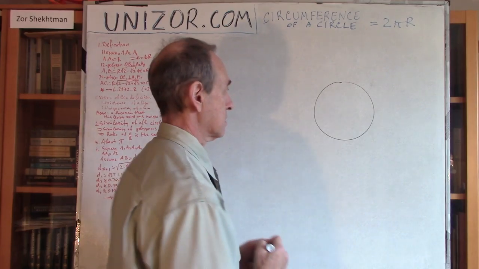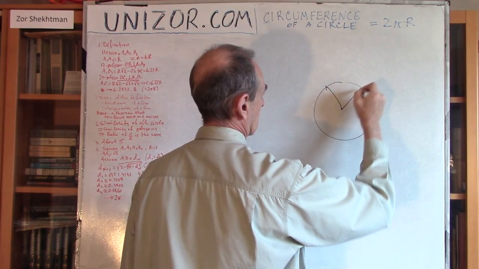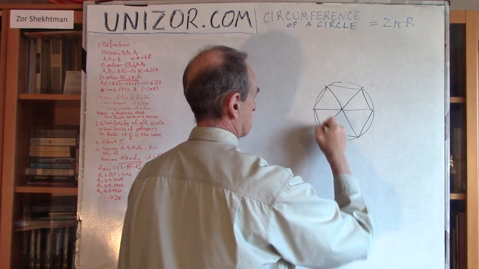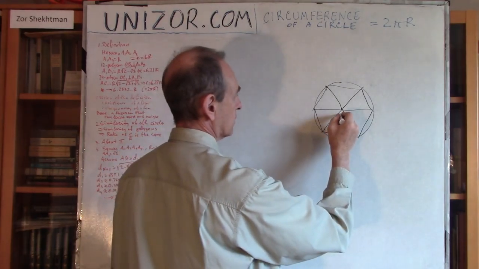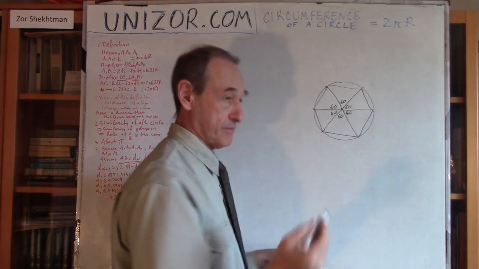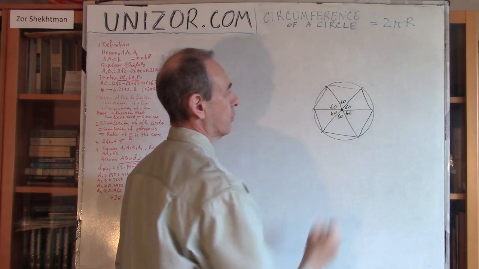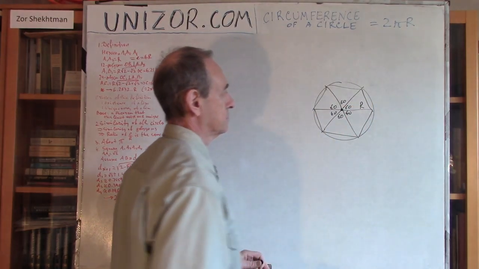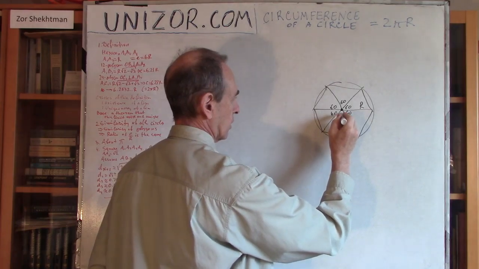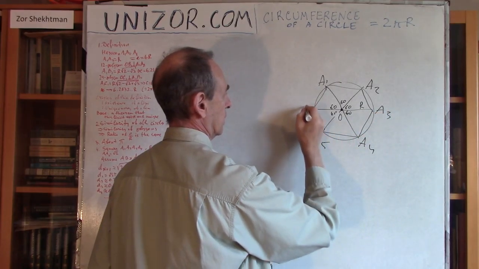Let's think about the following process. First, you divide a circle into 6 equal parts. Now this is 360 degrees, so each one of them is 60. The circle, by definition, is the set of all points on the plane which are equidistant from one particular point, which is called the center, and the distance, let's say, is r. So, what do we have right now? If this is the center, let's use the letter O, and these are A1, A2, A3, A4, A5, and A6.